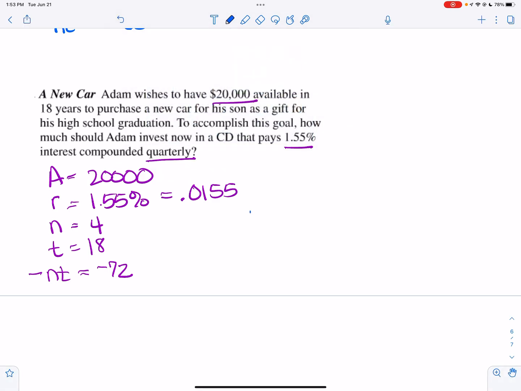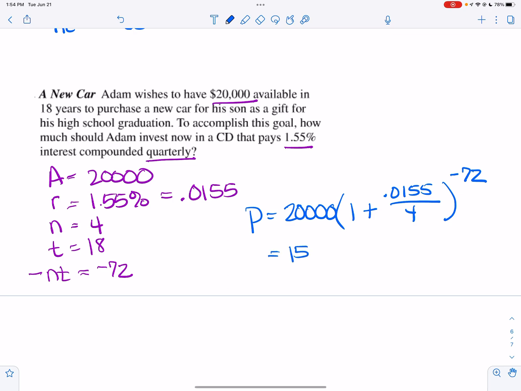Okay, so the present value is $20,000 times (1 plus 0.0155 divided by 4) raised to the negative 72 power. And when I punch that in, that says we have to invest $15,138.96. And that finishes up 10.3.